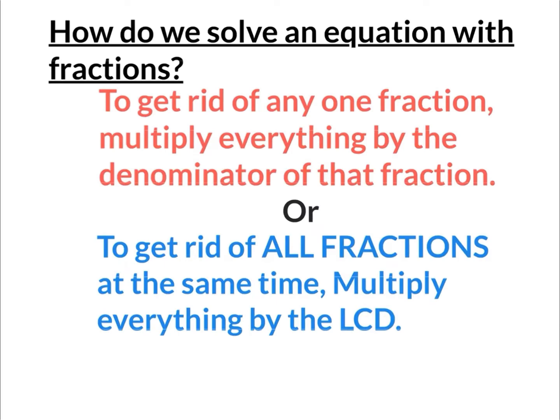You could just listen. One option is to get rid of one fraction at a time by multiplying everything by the denominator of that fraction, or you could get rid of all fractions at the same time by multiplying everything by the LCD. Of course, I think it's easier to just get rid of one fraction at a time. But then again, if you're good with math, then you might want to think of the LCD and then multiply everything by the LCD. That'll get rid of all fractions at the same time. Let me show you an example of this equation.